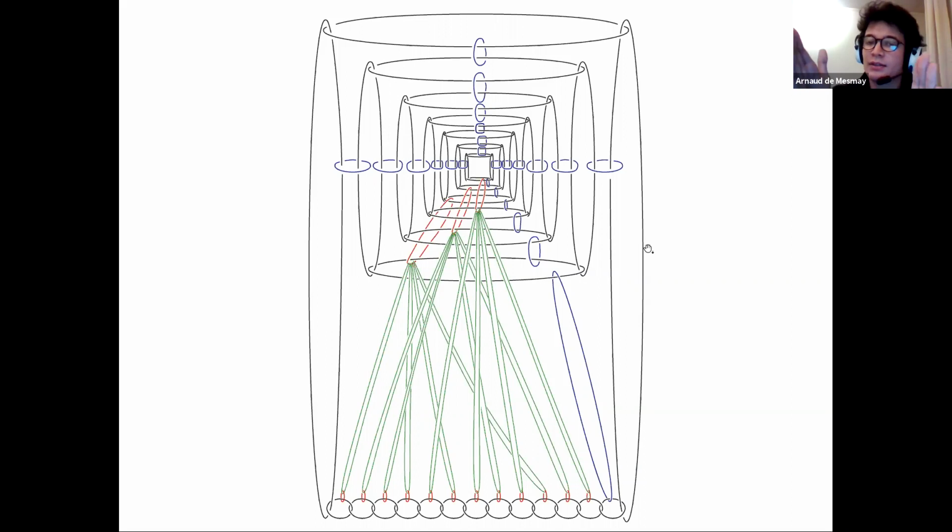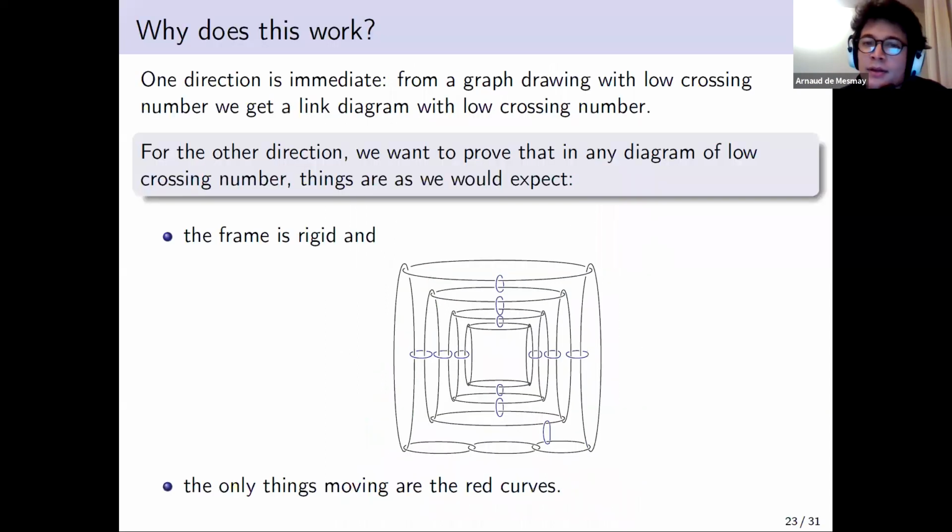And one can see that if you start from any nice bipartite drawing of the graph on the previous slide, you can naturally get a diagram for this complicated link where the number of crossings will be directly related to what is going on on the other side. So that's it. One direction is immediate, and now we need to care about the other direction.